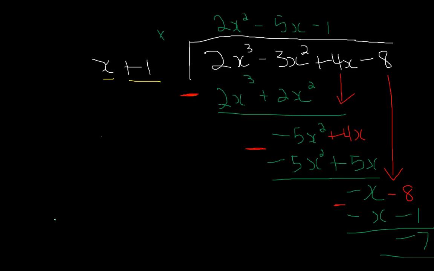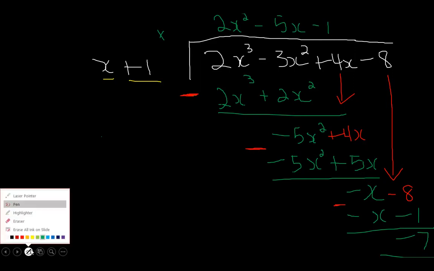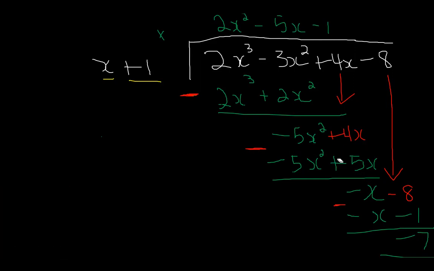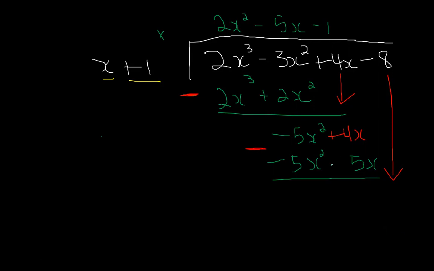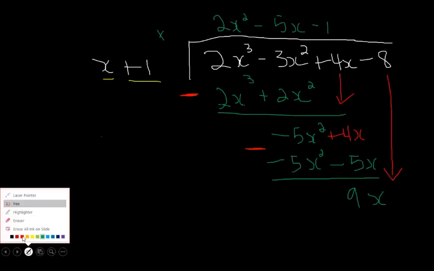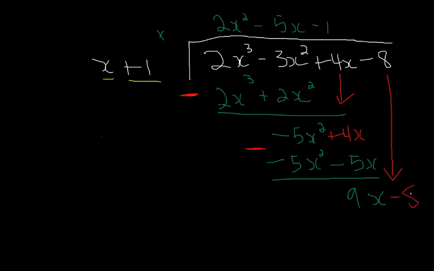Oh, I see. Hold on, I made a little mistake. This is supposed to be minus 5. So minus 5 times 1 is minus 5, not plus 5. So what is this really? This is 9x. 4x minus minus 5x is the same as saying 4x plus 5x, which is 9x. Bring down the minus 8.